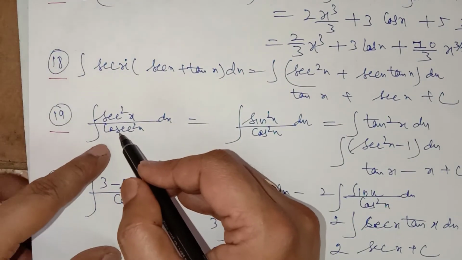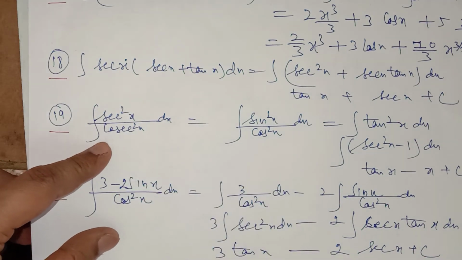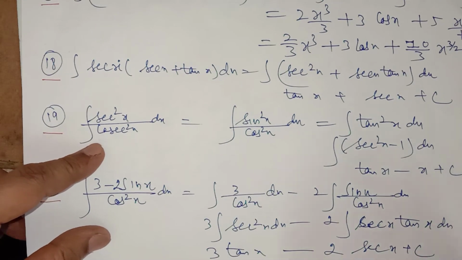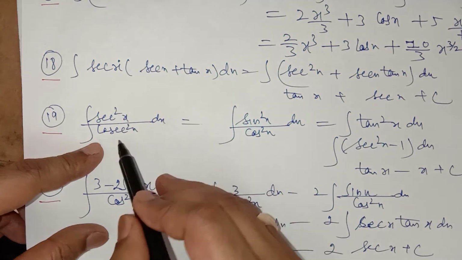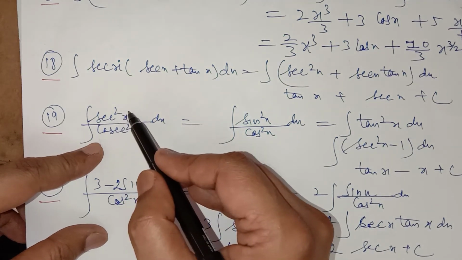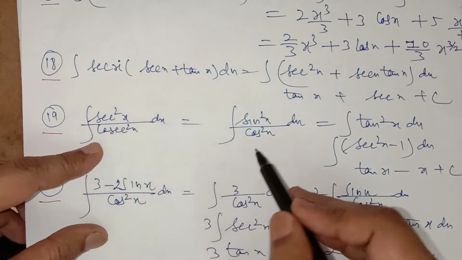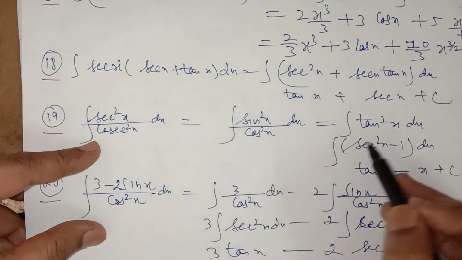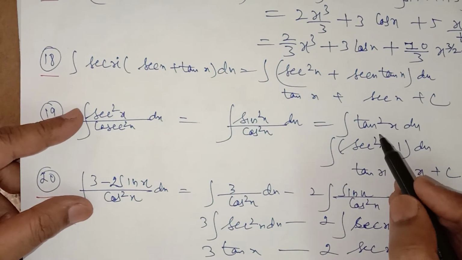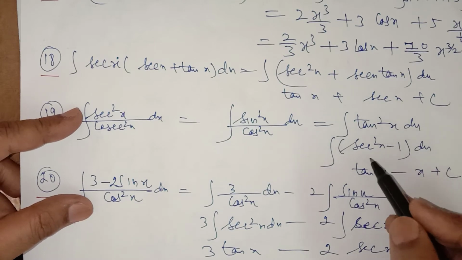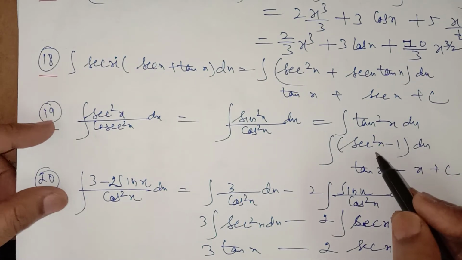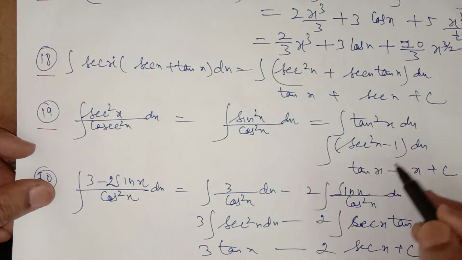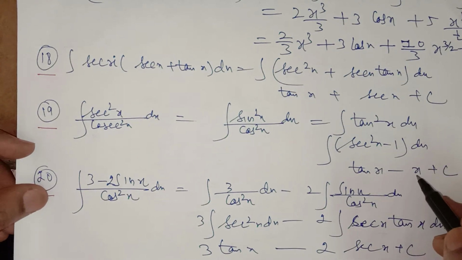In question number 19, you have to first of all convert into that term in which you can find easily the integration of the function. So sin square upon cos square: take this to the numerator, it will become sin square. Take this cos to the denominator, it will become cos square. It will become tan square. We don't know the integration of tan square. So use the identity tan square is equal to sec square minus 1, because we know the integration of sec square is equal to tan x, and integration of 1 is x.